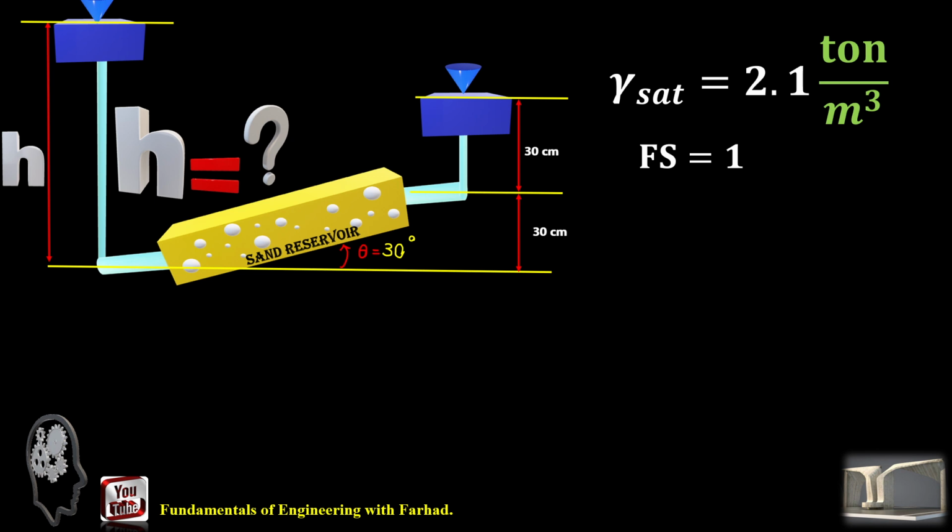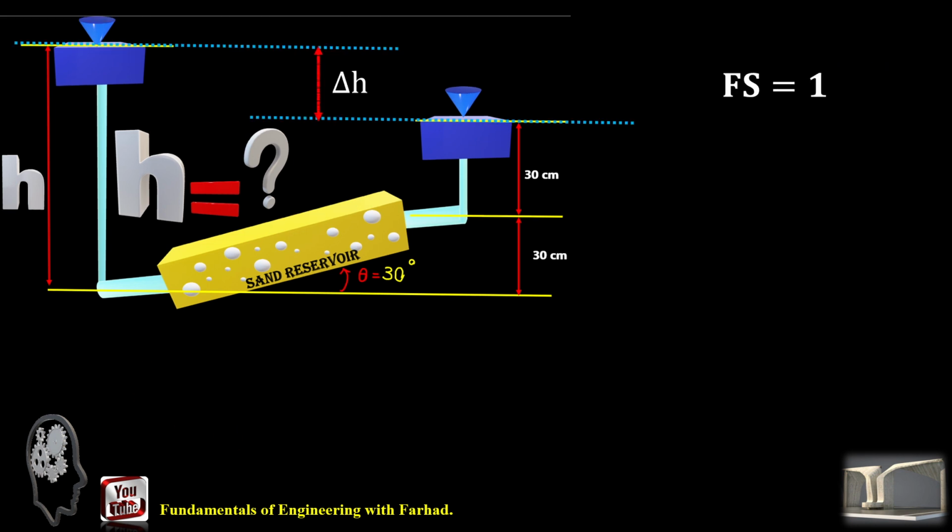So gamma saturated is provided, the factor of safety against sand liquefaction is provided, and if you recall this equation, factor of safety is equal to gamma prime over the available hydraulic gradient times gamma W, and the hydraulic gradient i is nothing but delta H over delta L. Delta H is the difference of water height from upstream to downstream, and delta L is the length which water travels within the soil sample.